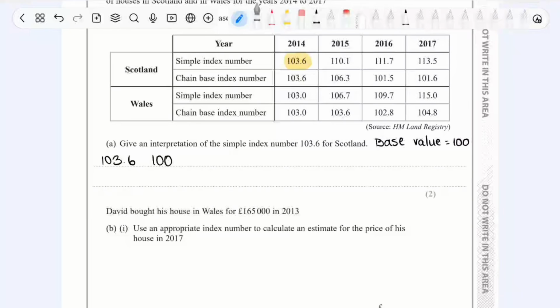Now another thing I need to show is that the difference multiplied by 100, so you can kind of imagine this is 103.6%. So the difference between these two gives us our percentage. So there's a 3.6% increase in house prices between 2013 and 2014.